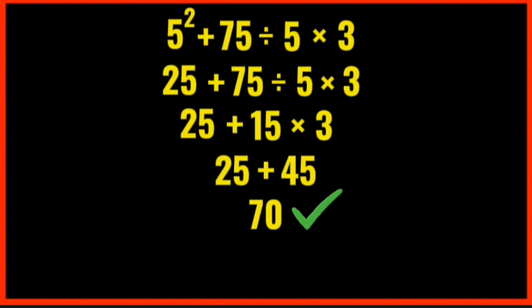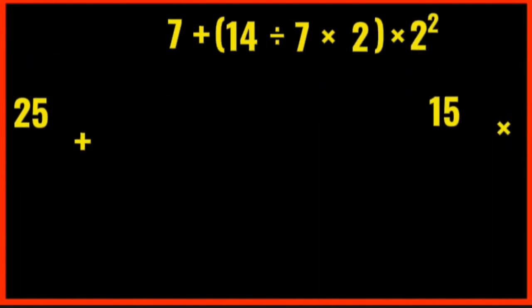Now, let's solve another question together. What is the value of the expression 7 plus open parentheses 14 divided by 7 multiplied by 2 close parentheses multiplied by 2 squared? Many people make mistakes here by jumping straight into operations without following the correct order.